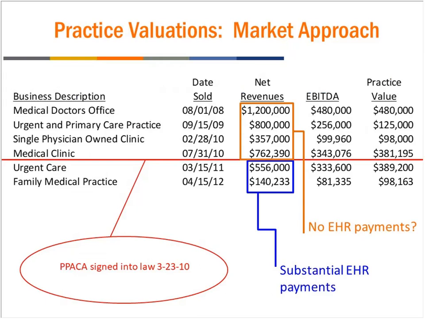And similarly, as shown on this slide, you might have some issues with electronic health record payments. And so you might need to make some adjustments to the data. And the real problem with these approaches is for the private transactions, you really don't have much in the way of good information. You might know about the EBITDA or the net revenues for the practice for one period of time, but you don't know what the trend was, whether that was good, bad, or indifferent. You just don't know. So the market approach is somewhat interesting in healthcare.